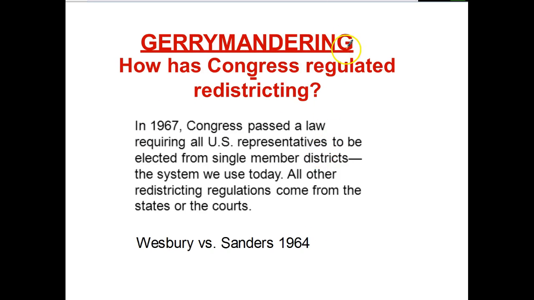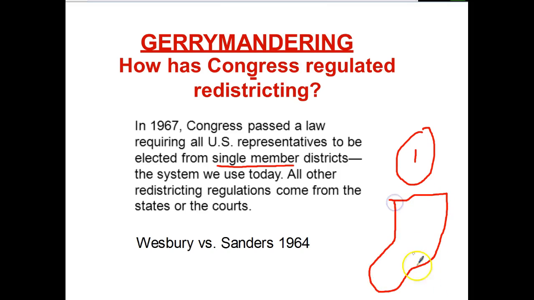How has Congress regulated redistricting? A law was passed in 1967 that said all representatives must be elected from single member districts. We learned that earlier. Single member means that if this is a district, only 1 representative can come from that district. If we're doing a really poor look at Indiana, at large means if we had 9, they would just choose 9 representatives from anywhere. But single member means if we divvy up into separate districts, then we have to have 1, 1, 1, 1. You get the idea.